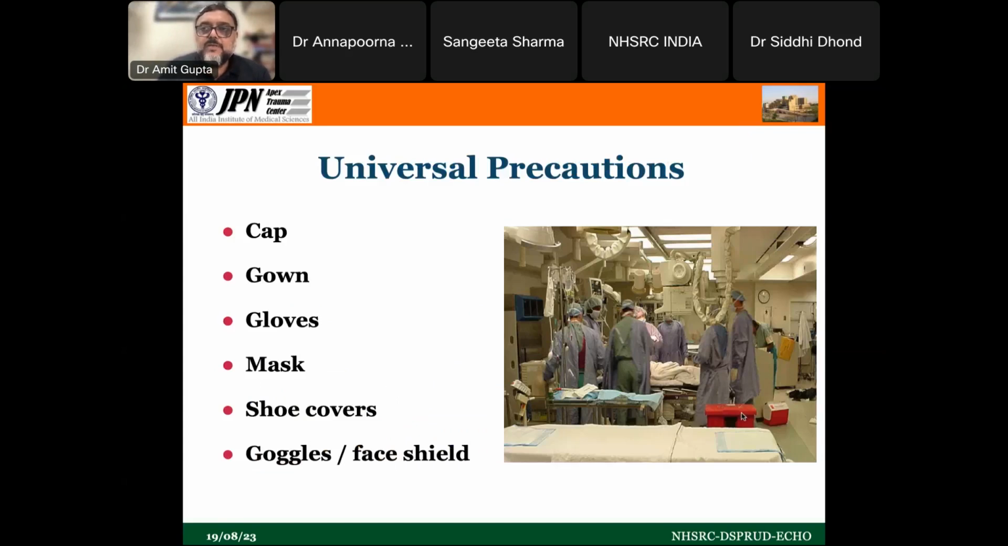Obviously, first thing in the emergency department is use universal precautions. A cap and a gown, a glove is a must. Mask, obviously, nowadays after COVID, most of the hospitals would have masks also. It depends upon the sterility of the area and your ED, whether you want to wear shoe covers or face shields and things like that. But basically, a cap and a gown and glove are a must.